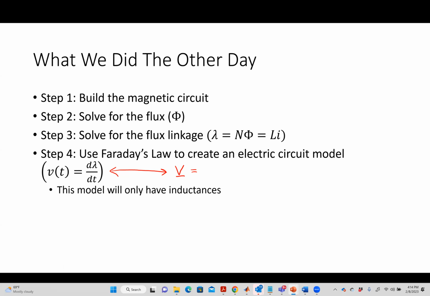Instead of d lambda by dt, j omega times lambda. This would be a lambda phasor. Which, if lambda equals Li, is j omega times L I. So I always get that kind of relationship. The model I end up with had better only have inductances. If it has other stuff, I totally screwed it up. There's no way there can be a capacitance that comes out of this, and no way a resistance can come out of this. It had better all be inductances.